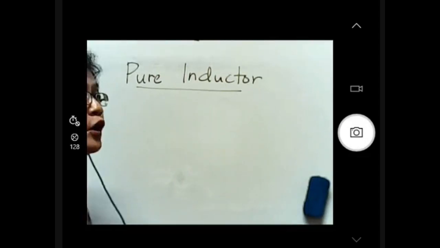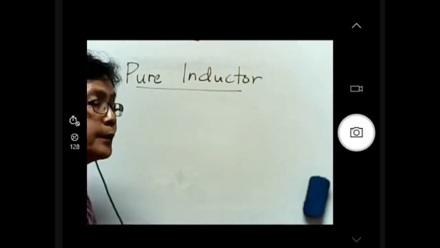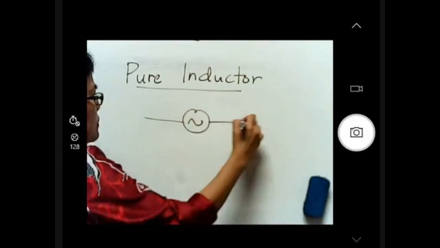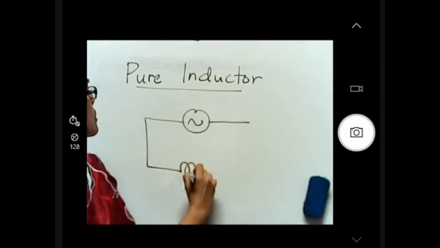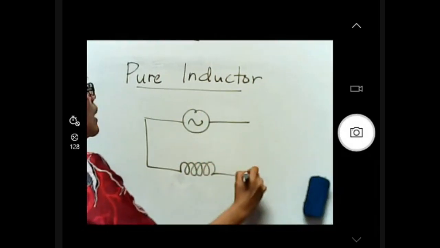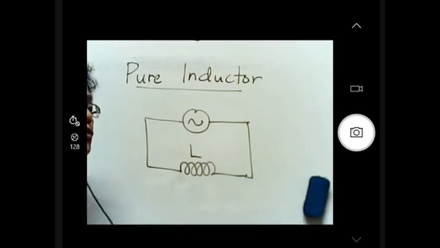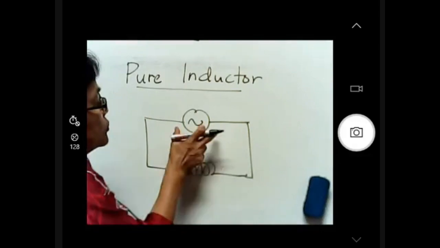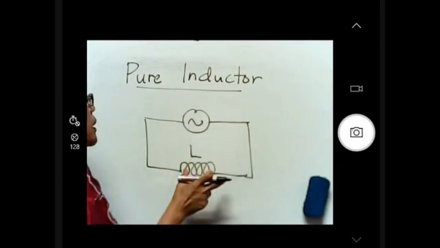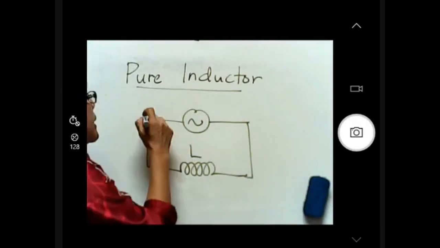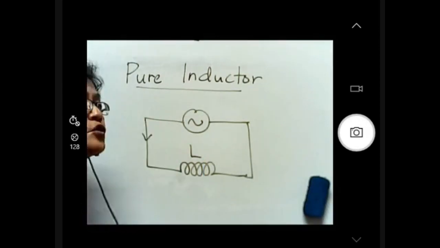Now we will move on to a pure inductor. Pure inductor meaning simply connecting an alternating source to a solenoid. Solenoid will represent an inductor. So this circuit only has the solenoid in it. So same here, the source voltage will equal the value of the voltage across the inductor, and alternating current flows through it.